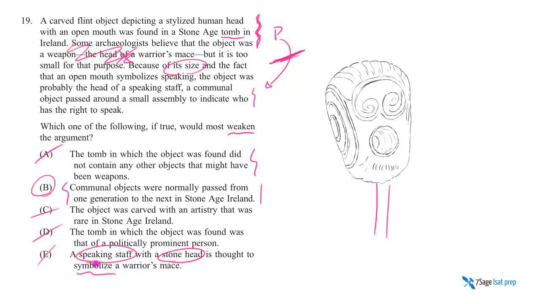Okay, so you see how it's trying to make you think this is actually a warrior's mace. No, it's not actually a warrior's mace. They said it's actually a speaking staff with a stone head. It's not a warrior's mace, just like how it could symbolize fertility or violence, but it's not fertility, it's not violence. It's still a speaking staff with a stone head. So you see how it does nothing. On top of that, we don't actually know if a speaking staff with a stone head is this one, because all we found is a stone object that's a stylized version of a human head. We don't even know if this is the stone head of a speaking staff. So E is even less relevant.